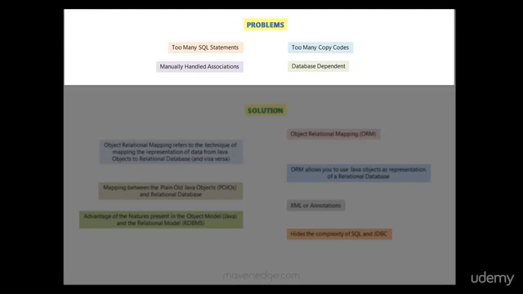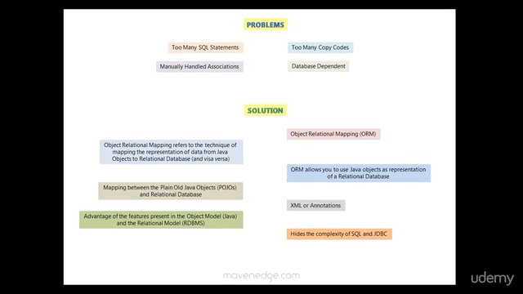So all these problems we faced in a bookstore application were because of the mismatch between the object model and the relational model, and all of them could be solved by object relational mapping. Object relational mapping is a technique of mapping the representation of data from Java objects to relational database. And it allows you to use Java objects as representation of a relational database.